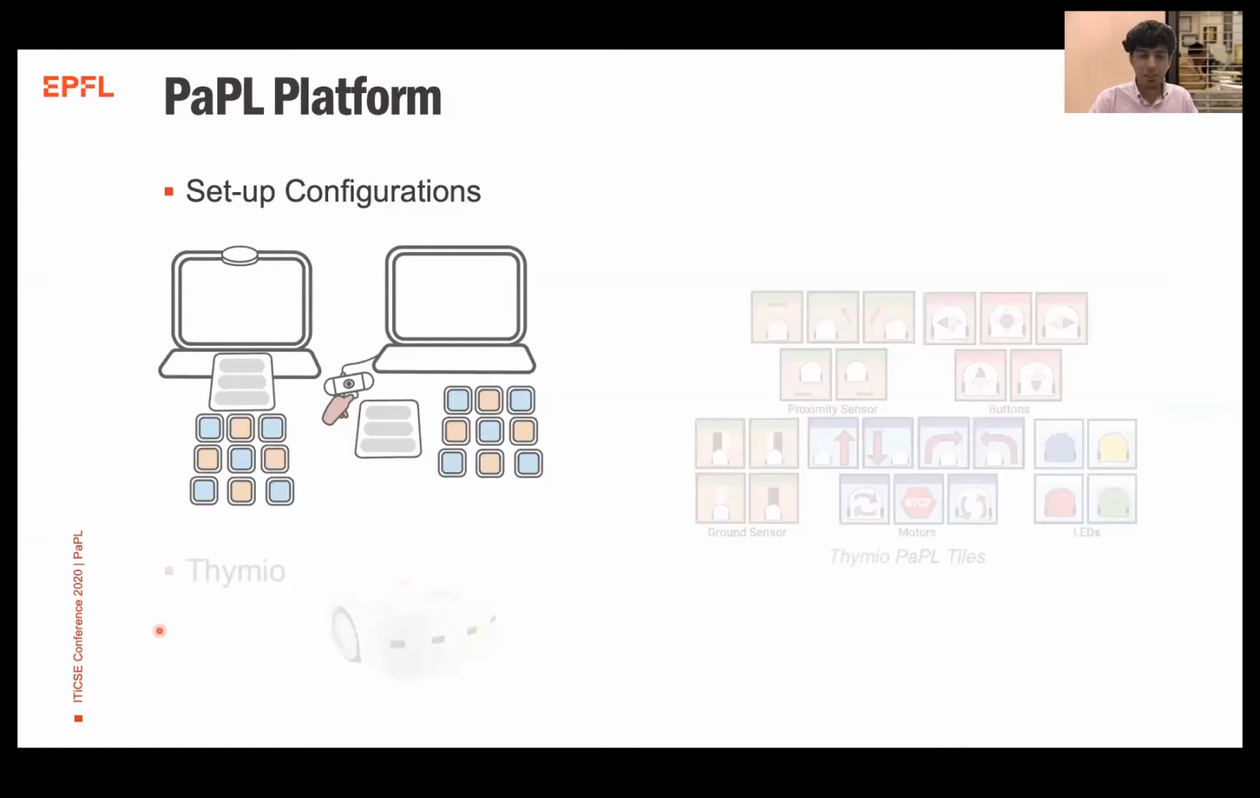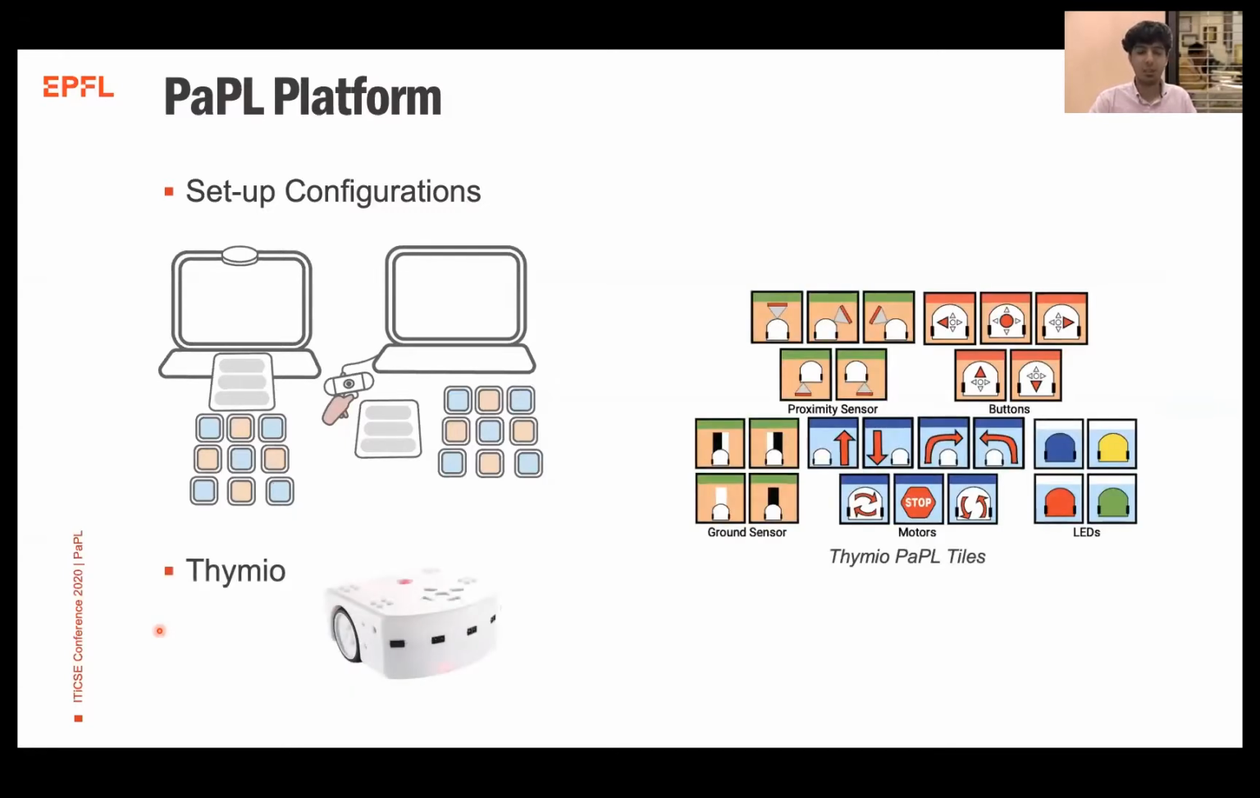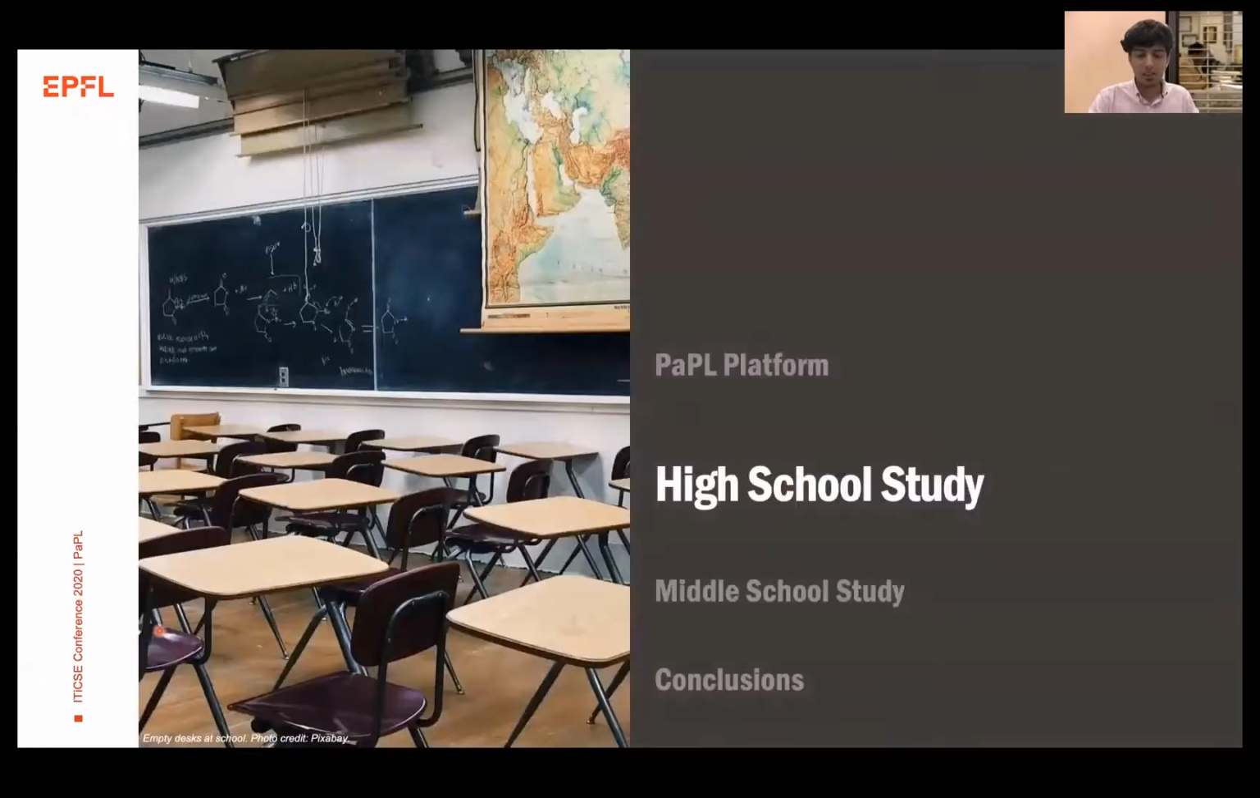The platform we first developed for the Thymio educational robot. On the right, you see that it follows an event-based programming language. The orange tiles are events, and the blue tiles are the actions that can be performed by the robot. So with this platform, we conducted two studies. First, with a set of high school students.